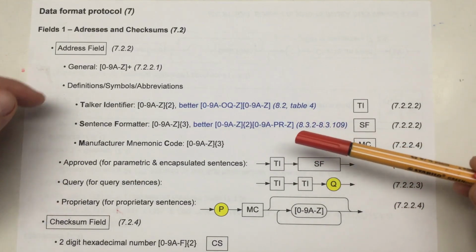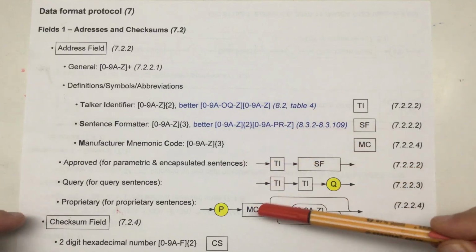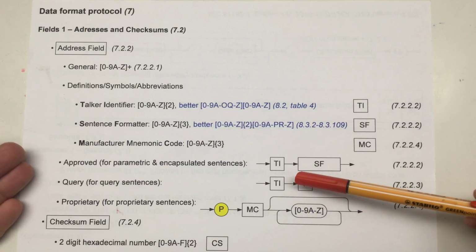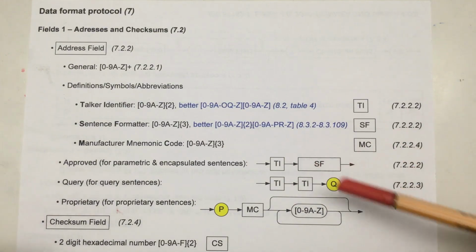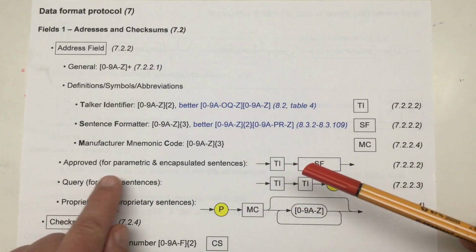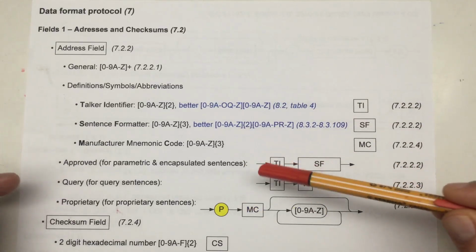Now that we know the elements these address fields are made of, we can have a look at the 3 types of address fields the standard defines. First, we have approved address fields, and these are used for parametric and encapsulated sentences. Next page.